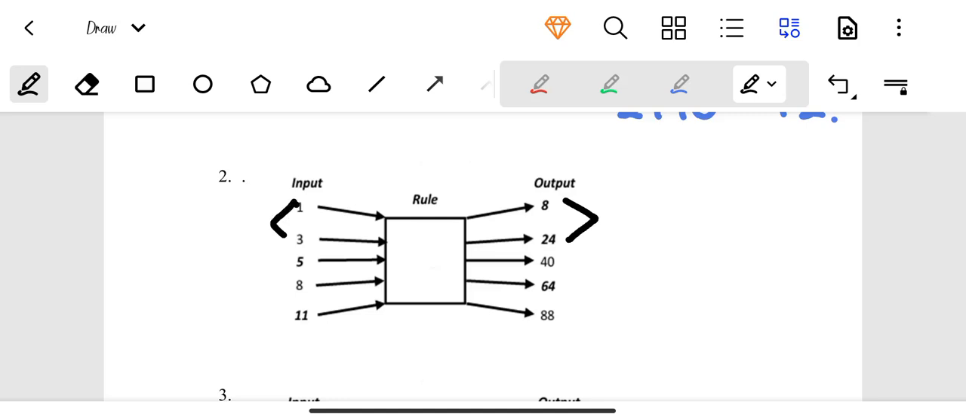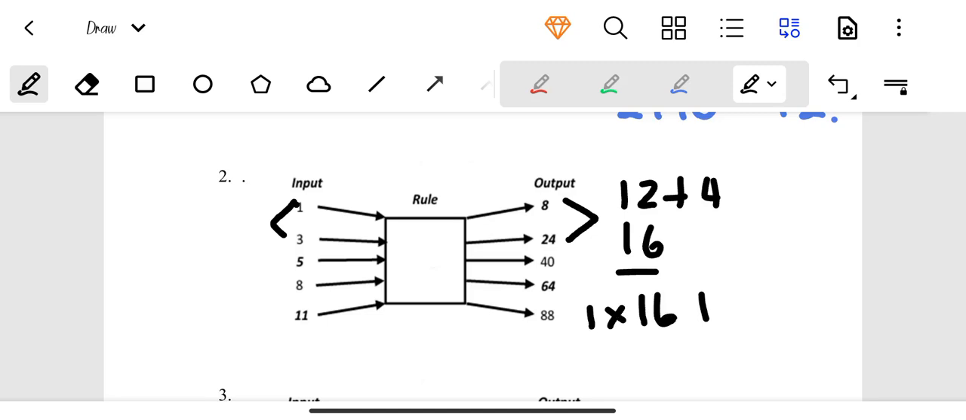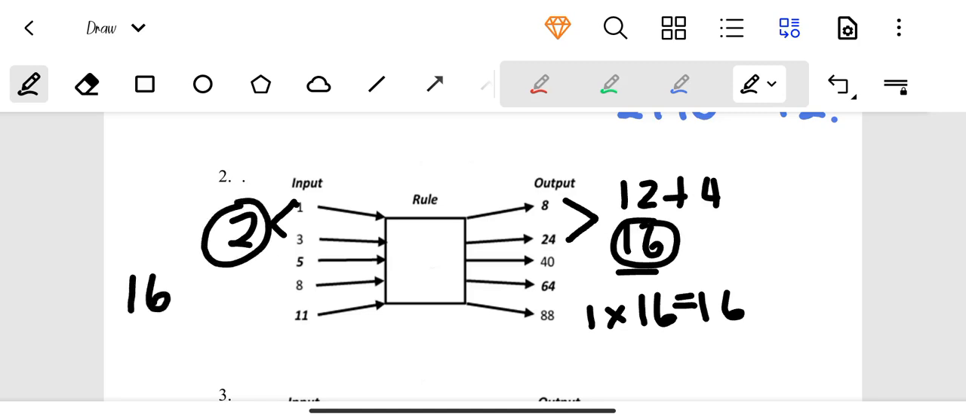If I say 24 minus 8, the answer is going to be, let me see, 12 plus 4, which is 16. So let's firstly use 16 and say 1 multiplied by 16. The answer is going to be 16. Since the difference in the input here is 2, let's try this 16 divided by 2. Divided by 2 is going to be 8.